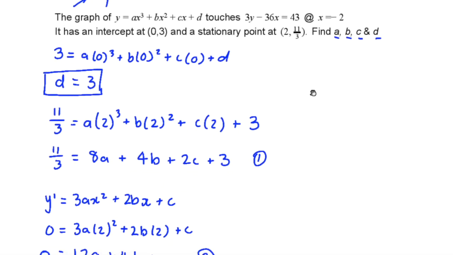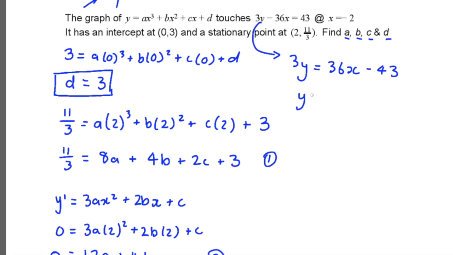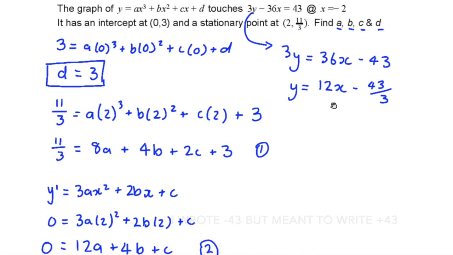That's going to come from this part here. This is a linear line, but it hasn't been written in the form that we like. What we would like is for it to be arranged so that y is the subject. So let's see if we can do that. 3y is going to equal 3x plus 43, and then dividing everything by 3, that's going to be y equals x plus 43 on 3.